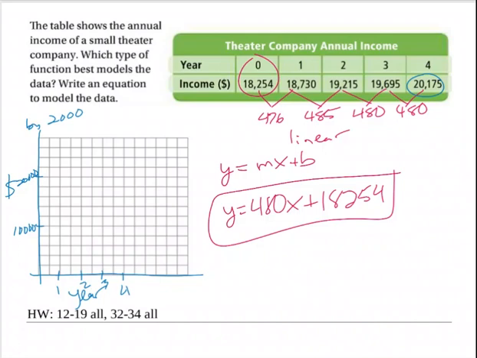Okay. So now we're going to plot these. Just kind of watch your scale there and make sure you're trying to put these down pretty good. So we got 18,254, probably right around there. 18,730. 19,215. 19,695. Oh, almost 20,000. And then 20,175, just over 20,000.